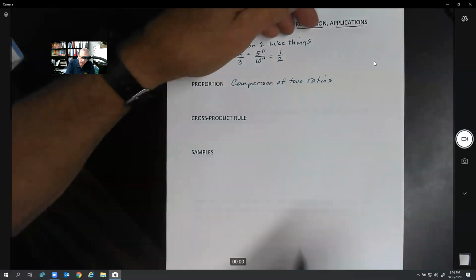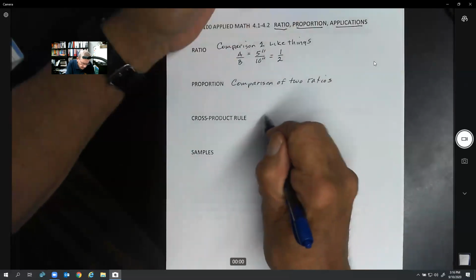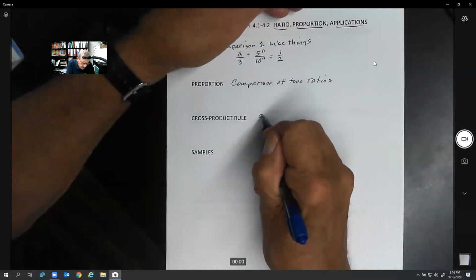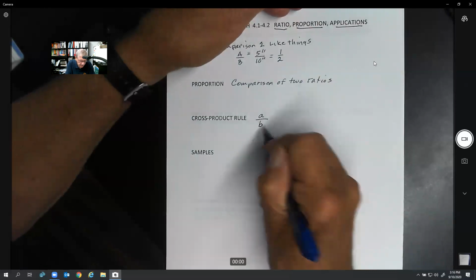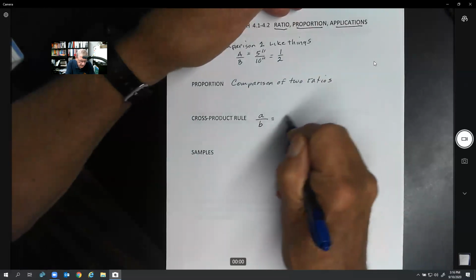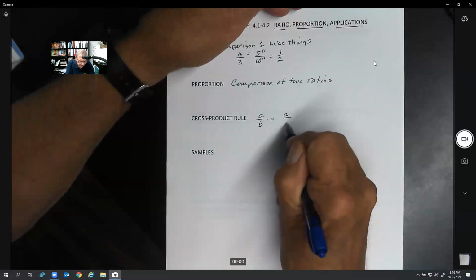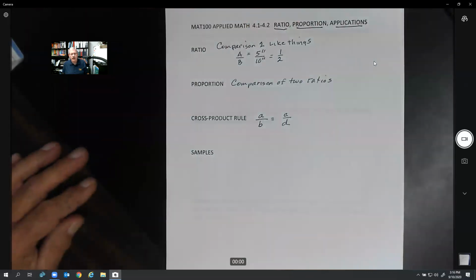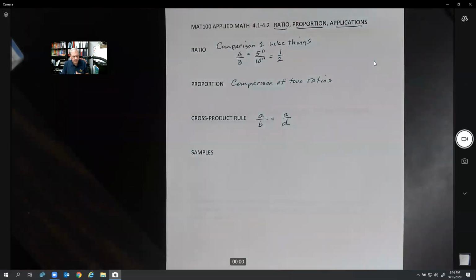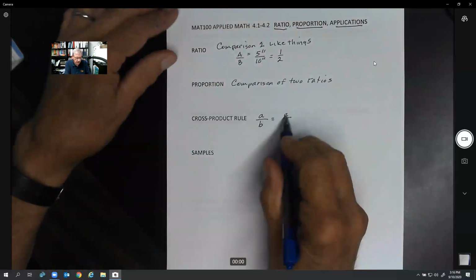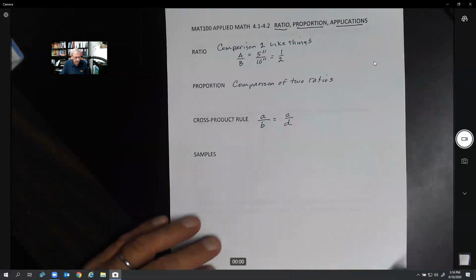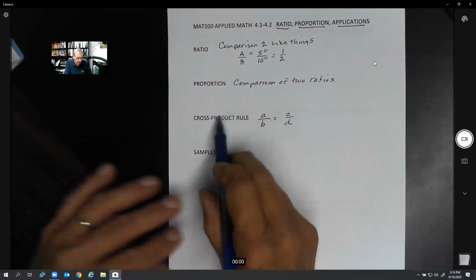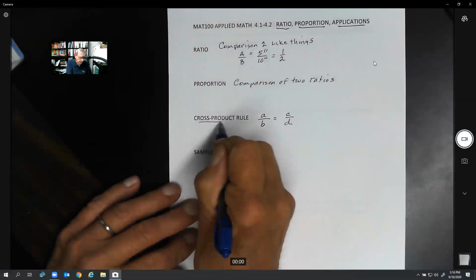So let's suppose we have a ratio, and we're just going to do it in abstract terms. A is to B as C is to D. We have these two ratios, and we compare them. That's called a proportion. To solve a proportion, we're going to use something called the cross product rule.